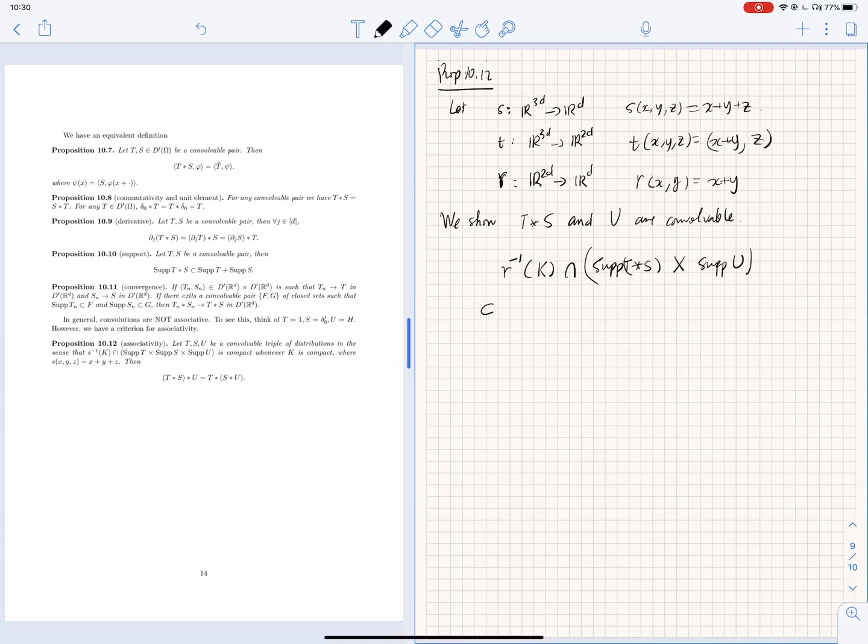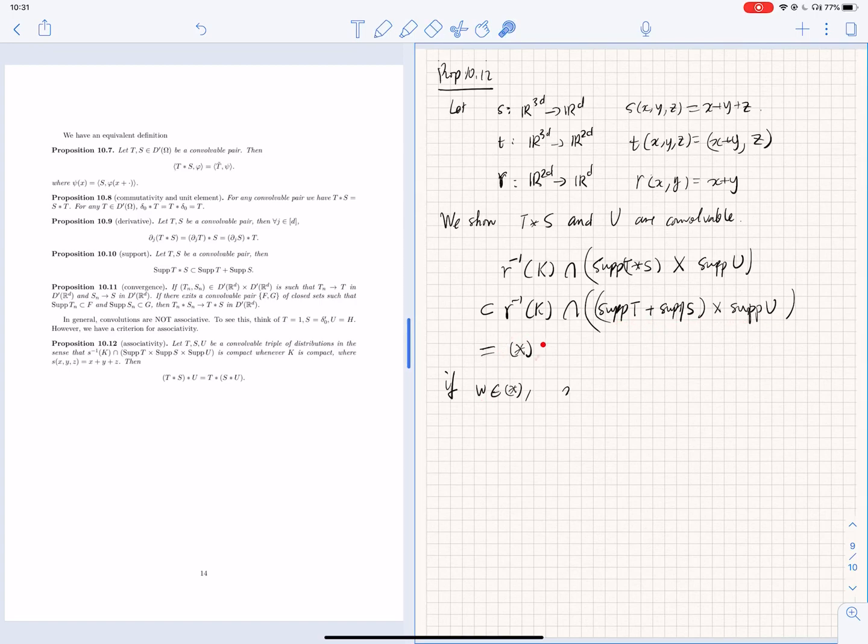Okay, just this set. First observation is that this guy is included in the support of T plus the support of S times the support of U. So here I use our property, our Proposition 10.10 on the support of the convolution. So we can call this guy star. Okay, so if W is in star, then necessarily it is in R inverse K. Let me first look at a second condition, which is this one.